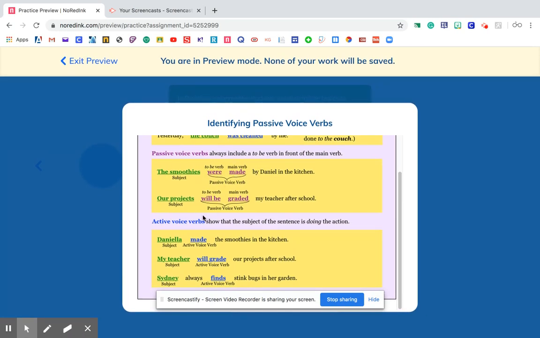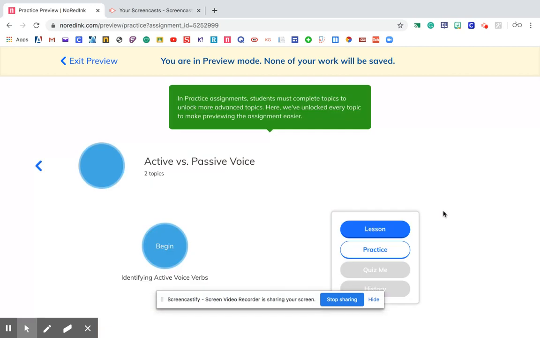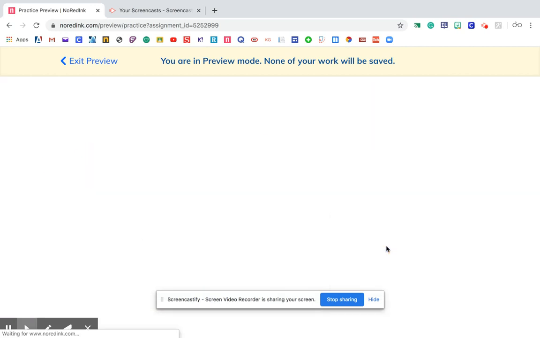Then our next sample sentence: "Our projects will be graded by my teacher after school." Our projects is the subject of that particular sentence. Will be graded is the passive voice verb. It's describing what's going to be done to the projects. They will be graded by the teacher. So let's go ahead and look at practice questions.